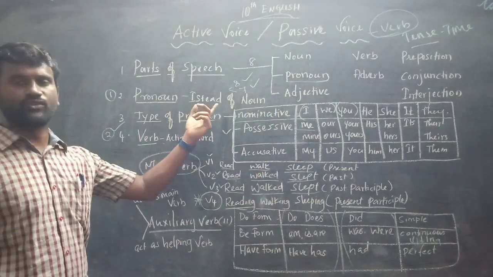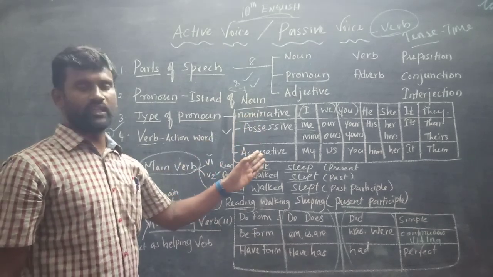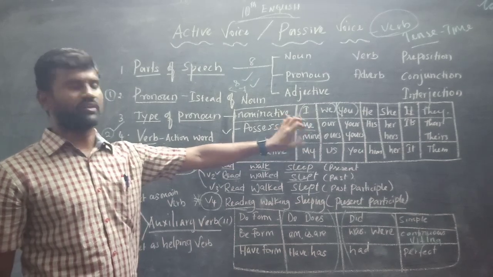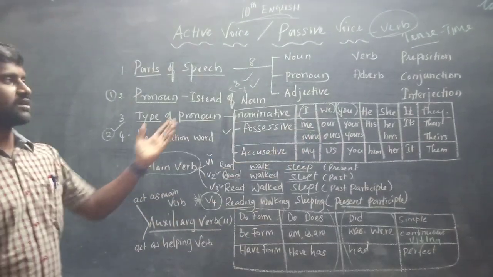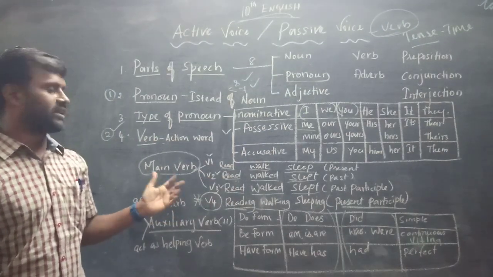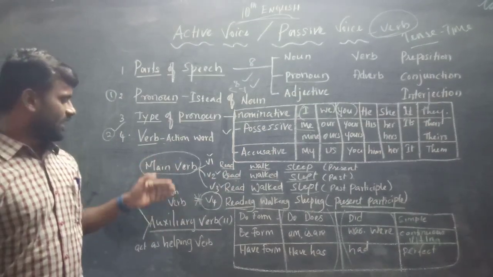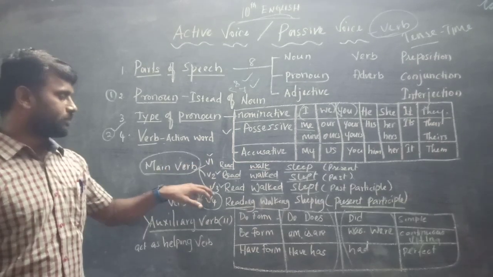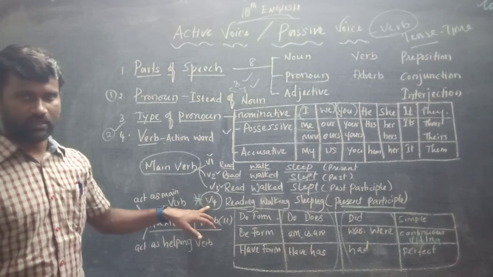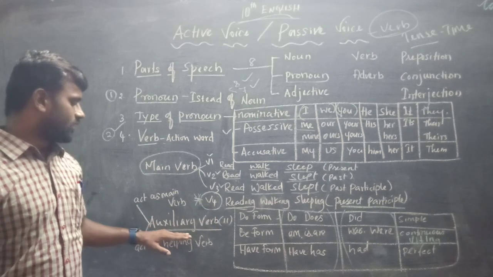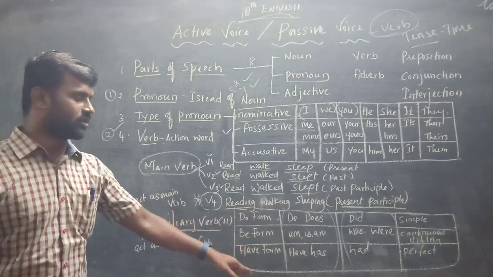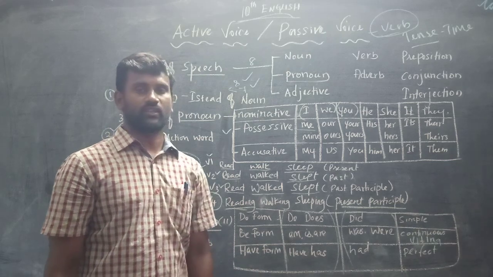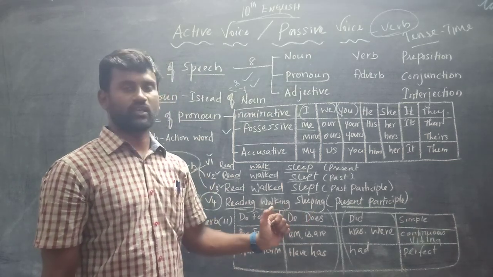As I told you, a pronoun is used instead of a noun, and there are 3 types: nominative, possessive and accusative. Regarding the verb, it is nothing but an action word. We have 2 types of verbs: main verb and auxiliary verb. Main verb has 3 parts; 4 is said to be, but not according to the grammar. And auxiliary verb has 3 forms: do, does, did, and am, is, are, was, were, had. It is also used in the tenses: simple, continuous, and perfect.